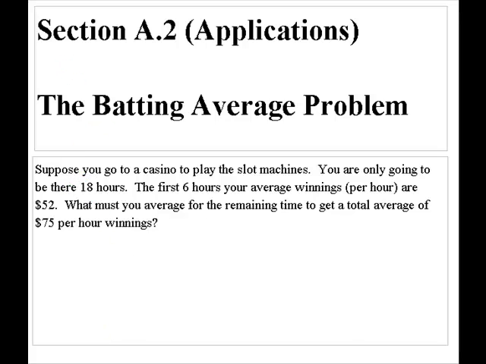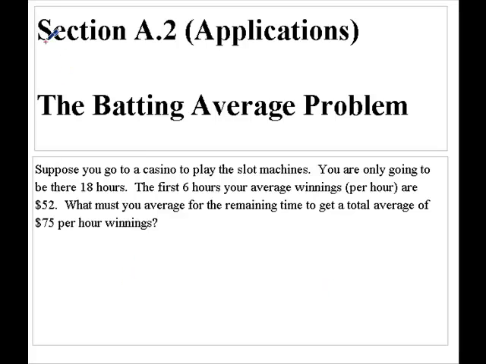So suppose you go to a casino to play the slot machines. So you're there gambling, right? And you're going to play every single minute that you're there. But you're only going to be there 18 hours. The first 6 hours, your average hourly winnings are $52. $52 an hour is what your average is. What must your average be for the remaining time to get a total average of $75 per hour for winnings?